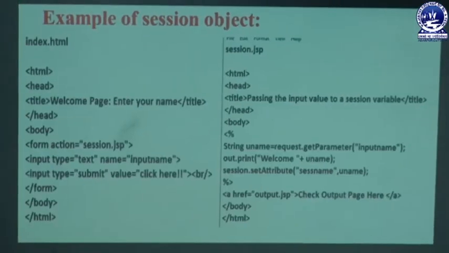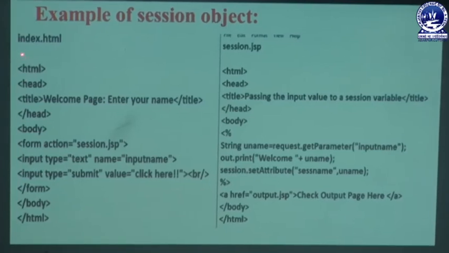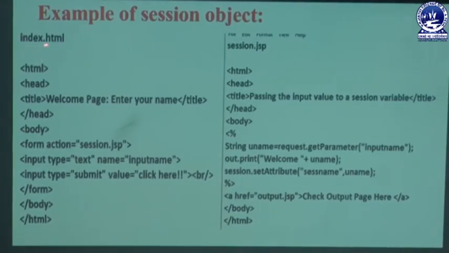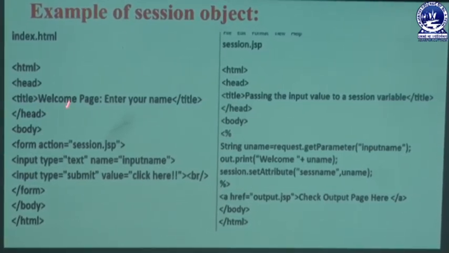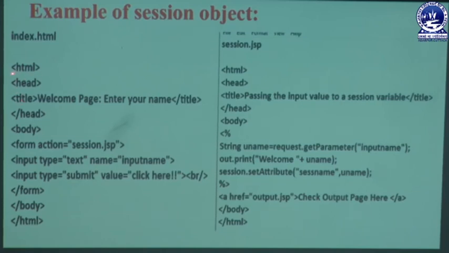Now we can focus on the slide. Now we are going to discuss how to use it in our program. Here we will define an example. Normally we create one HTML page, index.html. In that page we define some HTML code like the html tag, head tag, then a title written like welcome page, enter your name. Then we start the body. In that body section we have a form tag. In that form tag we mention a link known as session.jsp. We are making this page link to that page.